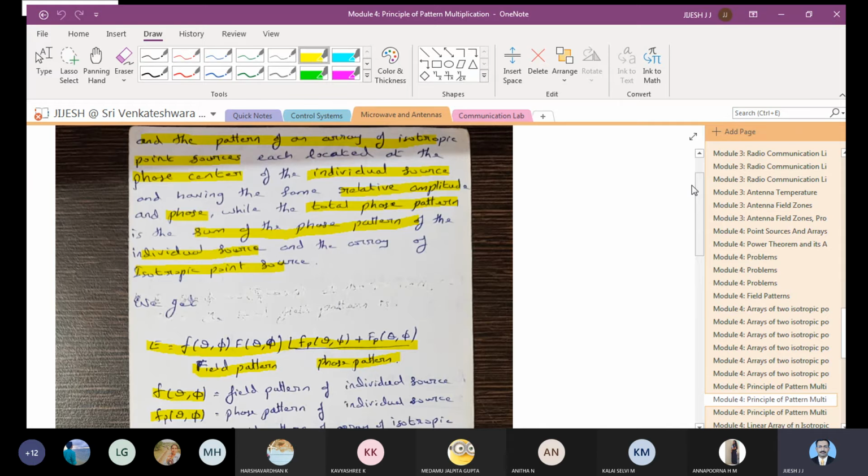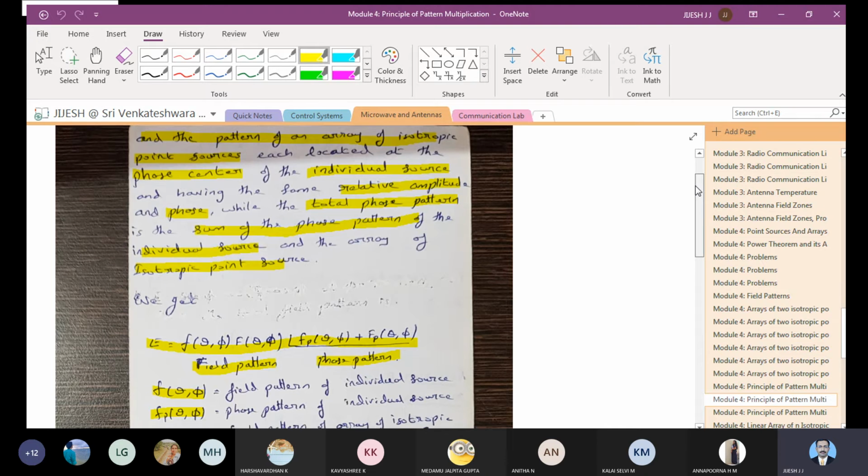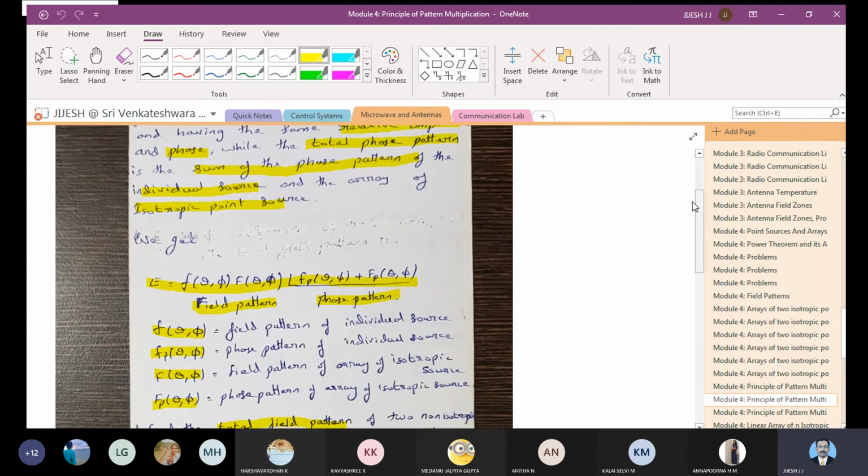So E is equal to f of theta phi times capital F of theta phi, with the angle of fp of theta phi plus capital Fp of theta phi. So what you can see here is f of theta phi is the field pattern of the individual source, fp of theta phi is the phase pattern of the individual source, capital F of theta phi is the field pattern of the array of isotropic sources, and capital Fp of theta phi is the phase pattern of the array of isotropic sources.